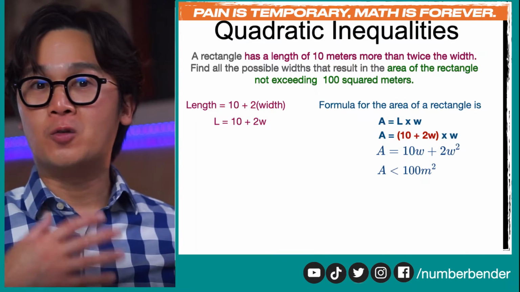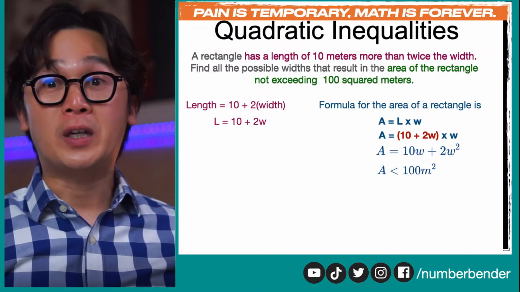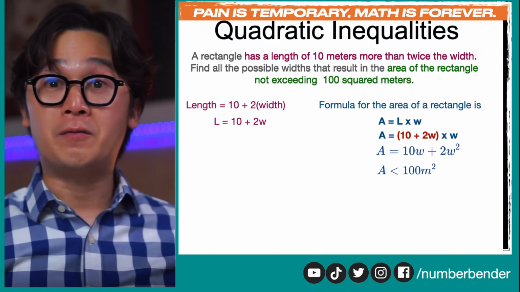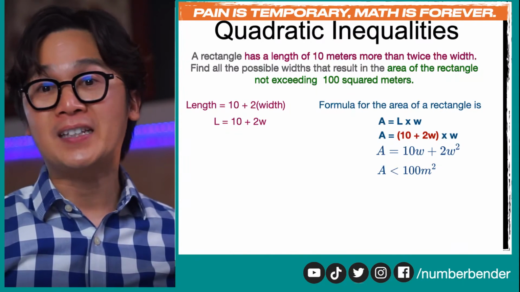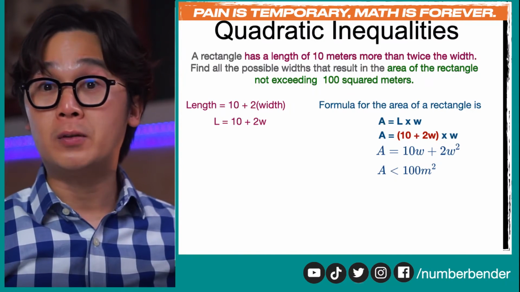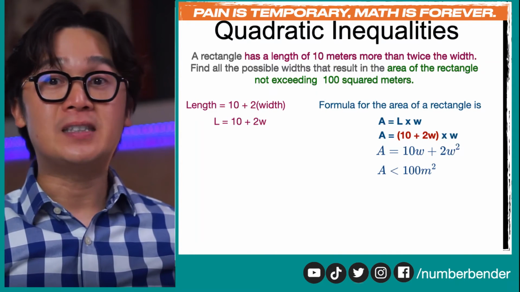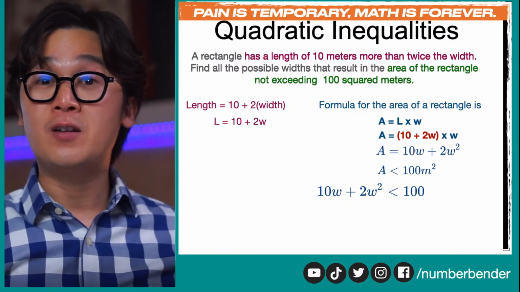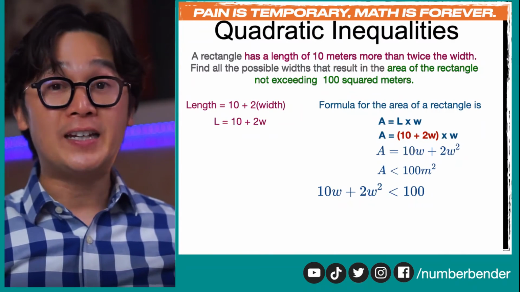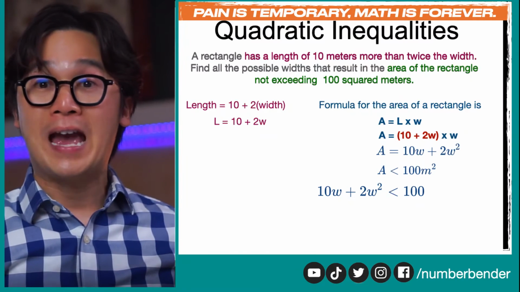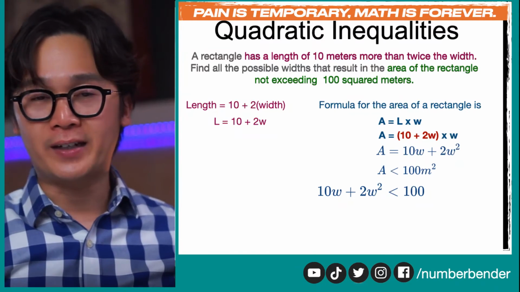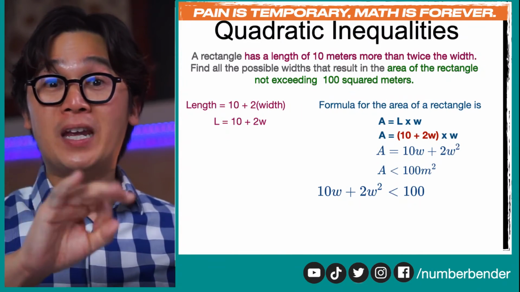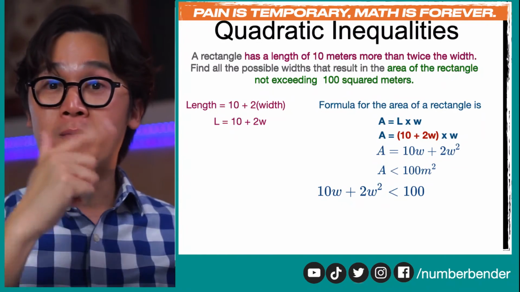So now that we have our inequality and we also have the value of the area from our formula that we derived based on the word problem, we can replace A by 10W plus 2W squared. So our inequality is now going to look something like this: 10W plus 2W squared less than 100, which is the algebraic translation of our word problem. And now that we have our quadratic inequality, we are ready to work on it using the 3 steps that we were able to practice from our previous lesson.